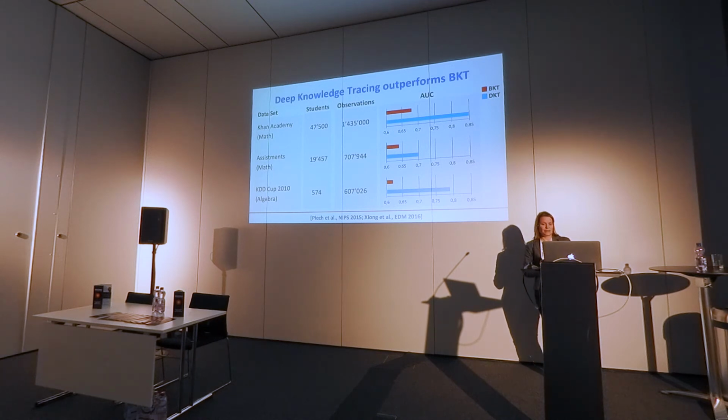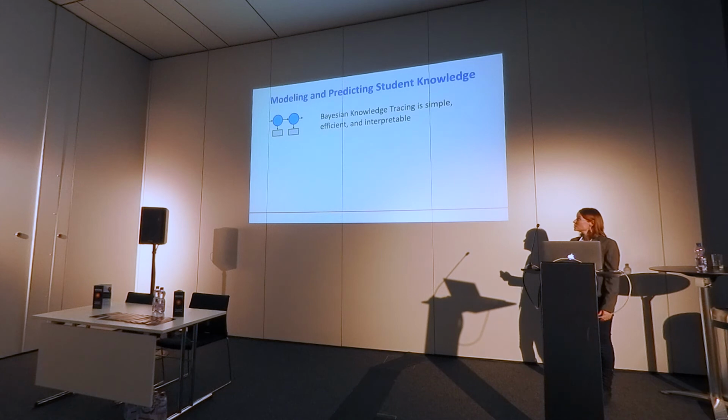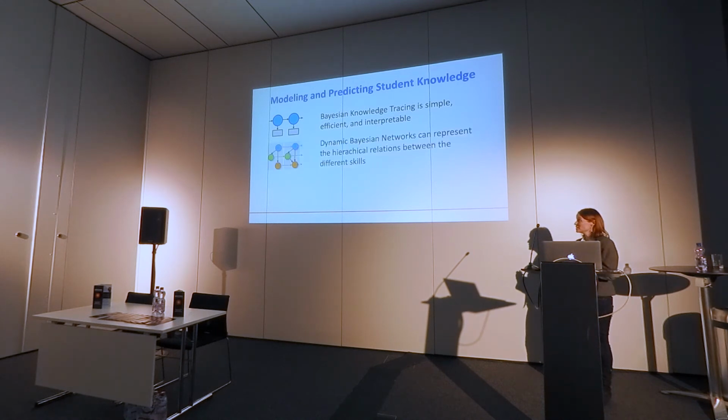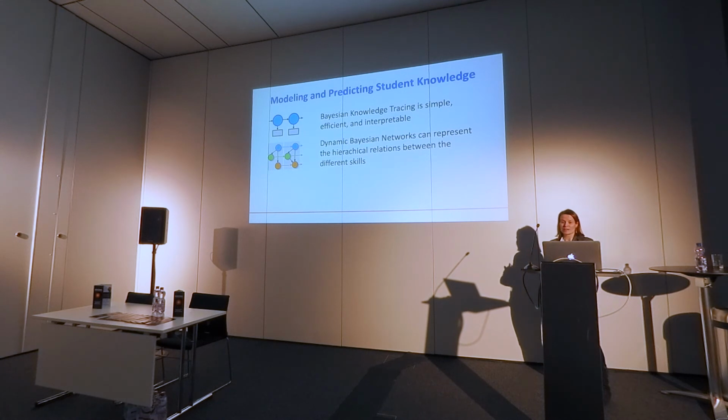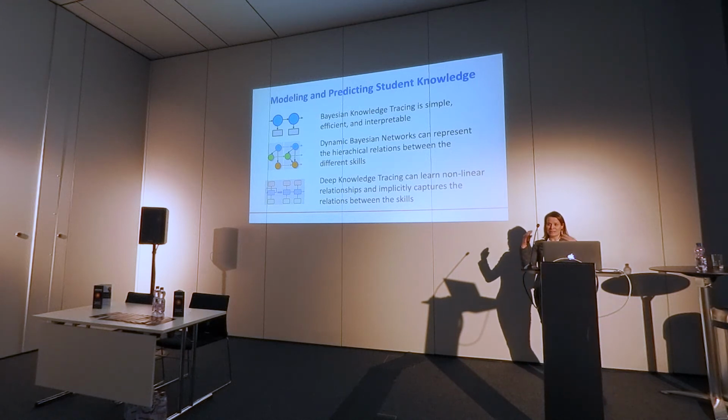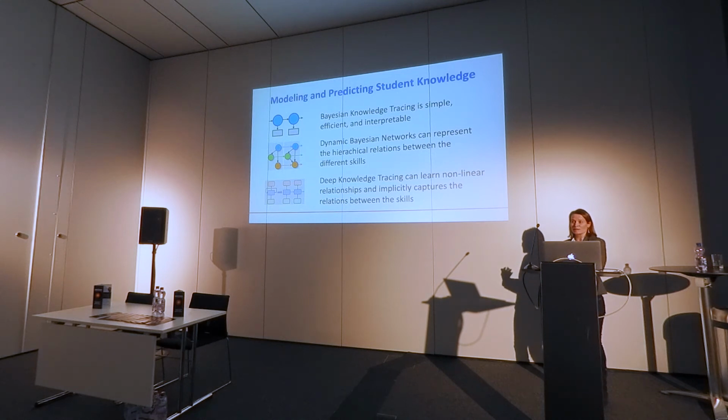So what can we say to summarize? So of course, Bayesian knowledge tracing is simple, efficient, and interpretable, and that's why it is widely used. Dynamic Bayesian network then can represent also the hierarchical relations between the skills, which improves predictions, but the model is also more complex. And then deep knowledge tracing can also learn linear relationships and implicitly captures the relations between the skills, but is of course again more expensive to train.